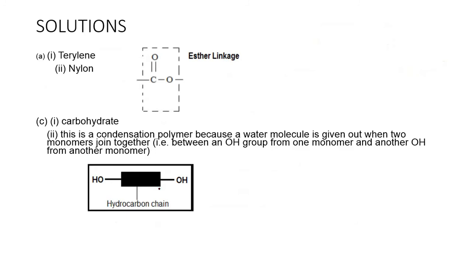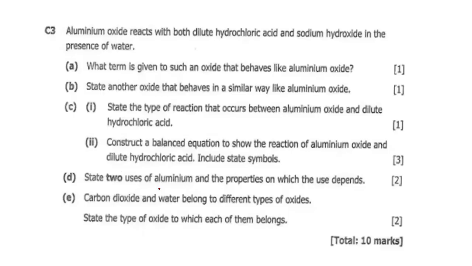So this is the drawing, and the name of the linkage is a glycosidic linkage. Okay, let's go to C3, and this one will mark the end of our discussion for this particular session. C3 reads, aluminium oxide reacts with both dilute hydrochloric acid and sodium hydroxide in the presence of water.